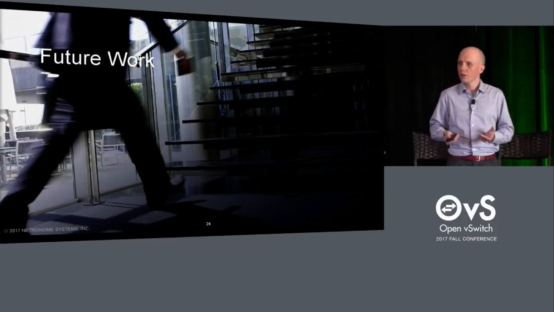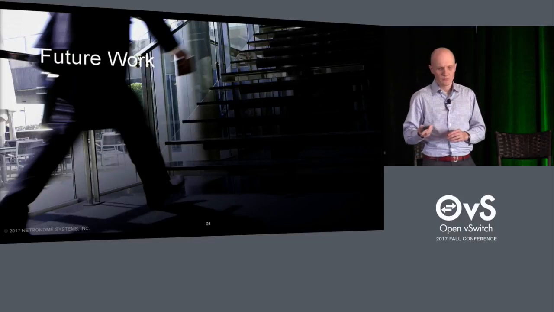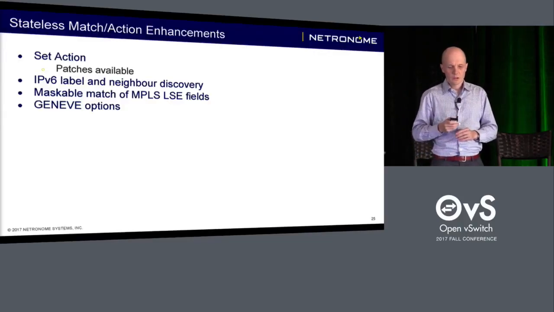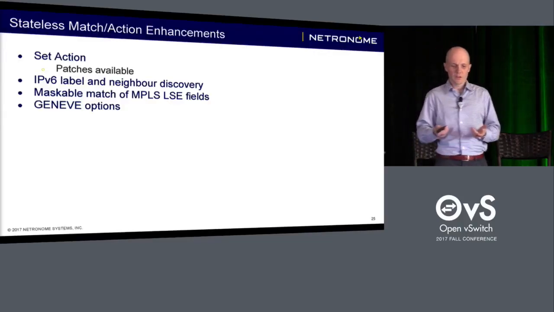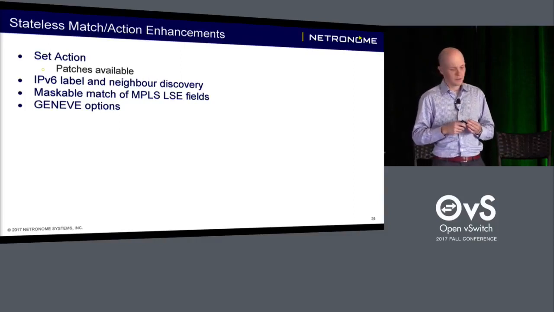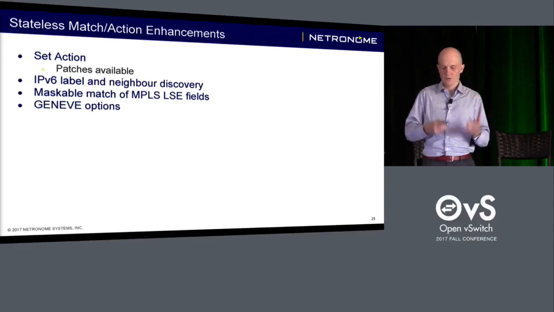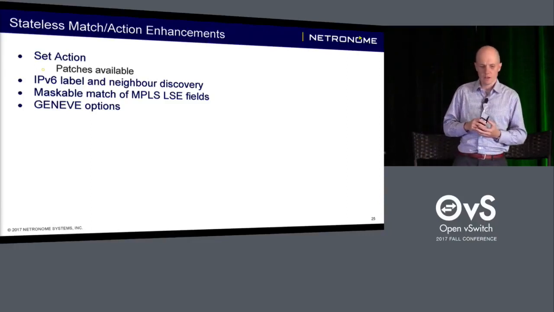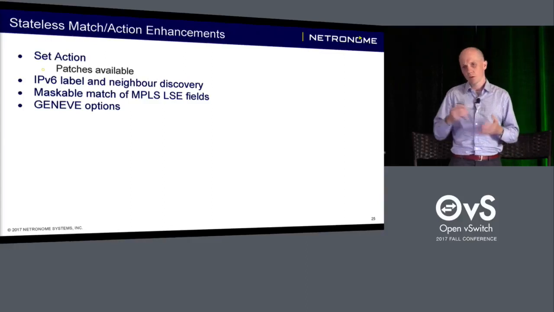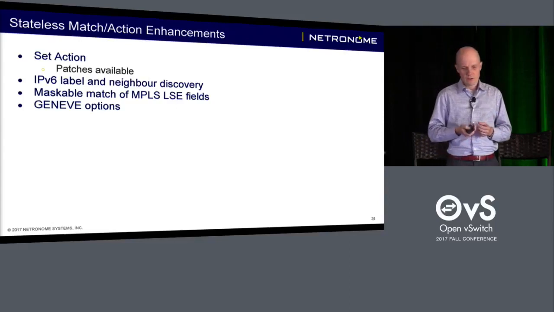So future work, I already mentioned the feature gap once or twice. There's plenty. So there's a set action. It says patches available, but actually I merged these the other day, so they're upstream too. Then there's kind of edge case things like IP label and neighbor discovery. Maybe you want to offload these, maybe you don't, but from my point of view, it would be nice to at least support these in the software TC implementation.